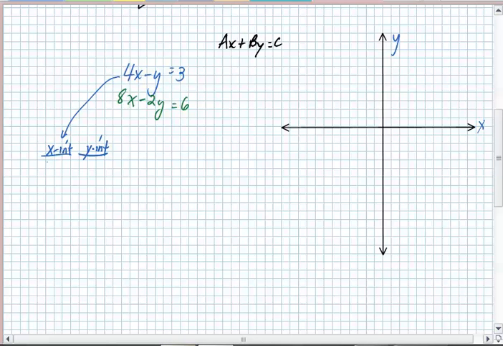So to get the x-intercept, I make the y 0. If you make the y 0 on that, you see that you have 4x is equal to 3. You have x is equal to 3/4. Okay, so I'm going to go to 3/4 on my x, roughly estimating that. My y-intercept is when the x is 0, negative y is equal to 3. Y is equal to negative 3, and so I'm going to go ahead and put that like that. Okay, now that's my line.